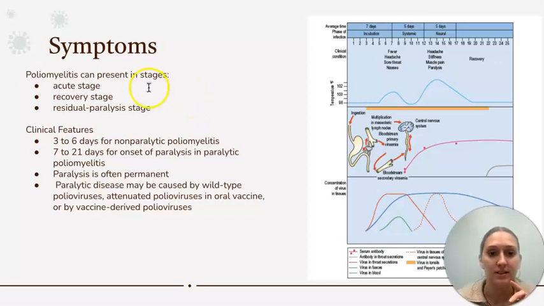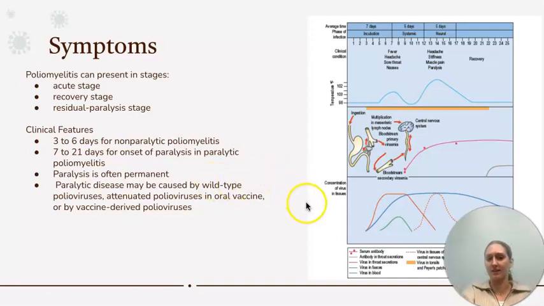So an important part of this are the symptoms. So poliomyelitis presents in stages. There's acute stage, recovery stage, and residual paralysis stage. So acute stage is comprised of many features. So that's going to be fever, neck stiffness, profound muscular weakness, autonomic dysfunction, whereas in that recovery stage, that's when the acute features are going to kind of subside, and the recovery of paralyzed muscles begins, and then there can be some residual paralysis, and that comes from like damaged nerves, essentially.